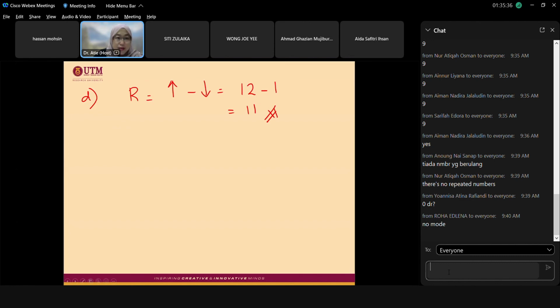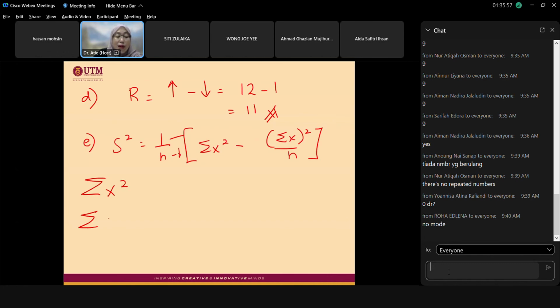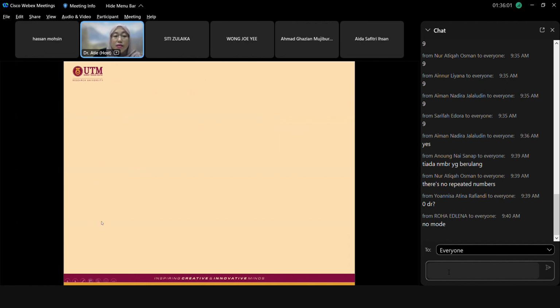Then we need to calculate the variance. The variance is 1 over n minus 1 times the sum of x squared minus the square of the sum of x divided by n. So we need to find the sum of x squared and the sum of x. This is how you do it.